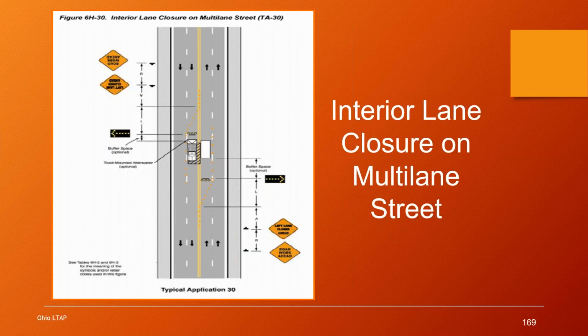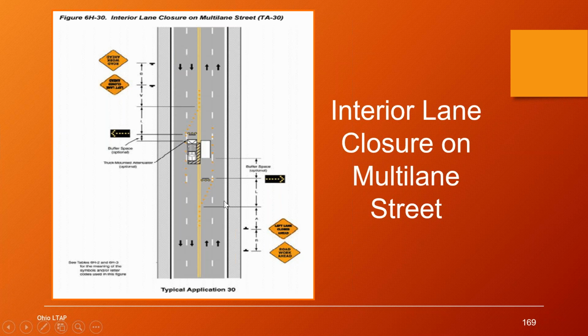So let's take a look at some of these situations. We have an interior lane closure on a multi-lane street. It's a 4-lane roadway, and the northbound left lane and the southbound left lane are both closed. This is from typical application number 30. This is the picture that goes along with it, and in it we see 2 signs and an arrow board, an emerging taper. They show the placement of the arrow board here.